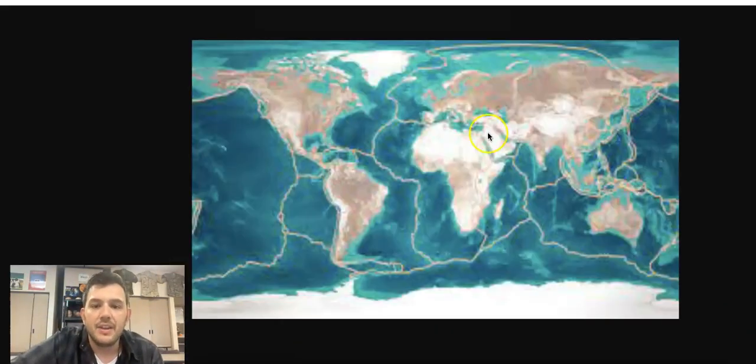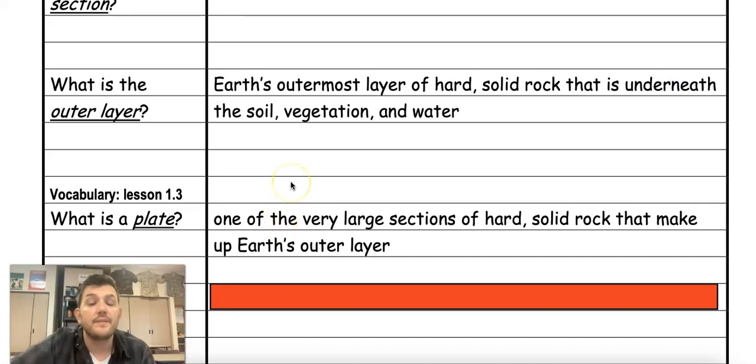So if I go back here, you can see these cracks here, okay, all over the world. Here's a plate. This is a plate. This is a plate. These lines represent a plate. And you see these continents are kind of on the plate. See how this African plate, you have the continent of Africa fits really nicely there. You have Australia here on this plate. North America, South America plate. You have this plate in the Pacific. So there's all of these different plates that move and slide past one another. Each of these is a different plate on Earth. So again, a plate is one of the very large sections of hard solid rock that make up Earth's outer layer.